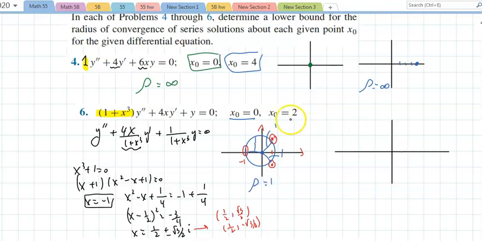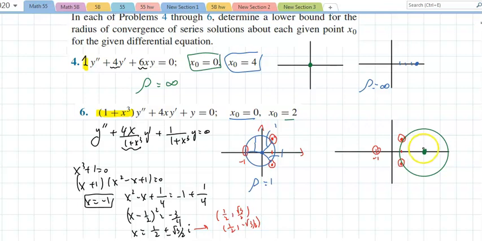What if I chose the initial point to be at 2? So if I'm starting at 2, how far can I go? Well, let's see. I can't have a negative 1. I can't have 1/2 plus radical 3 i. I can't have 1/2 minus radical 3 i. If I started expanding a circle around this point, it seems I can go as far as those 2 points. I can't exceed those points.